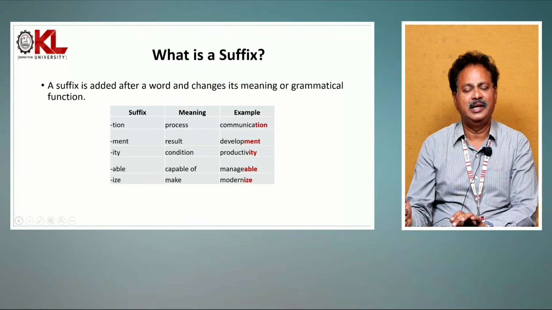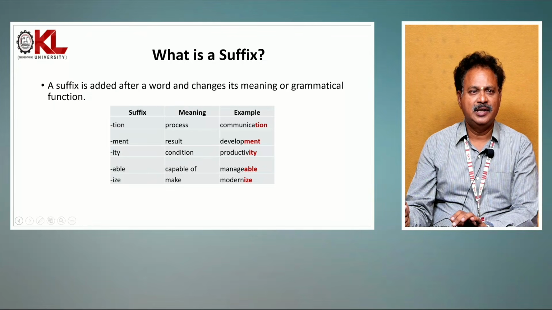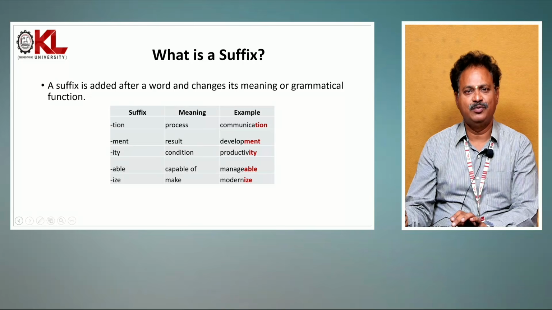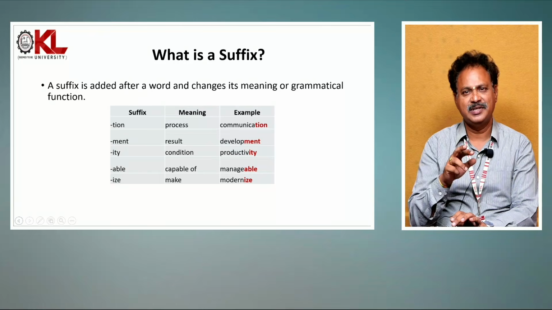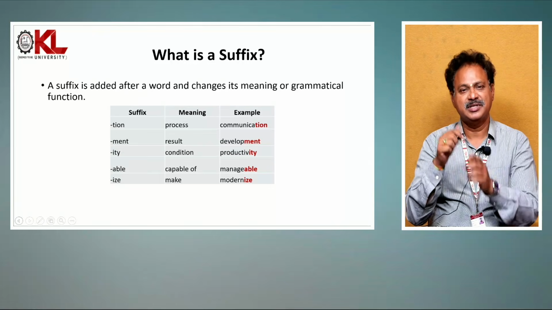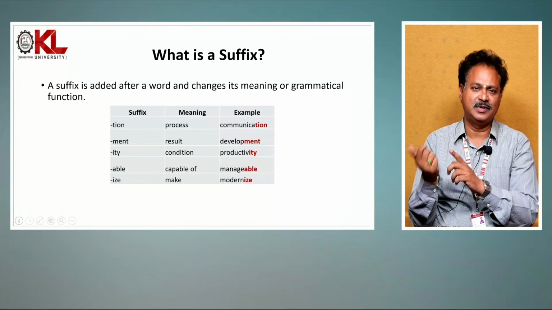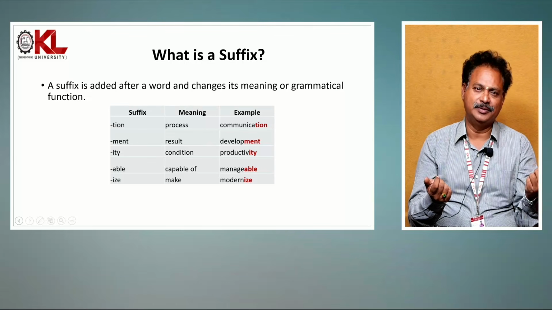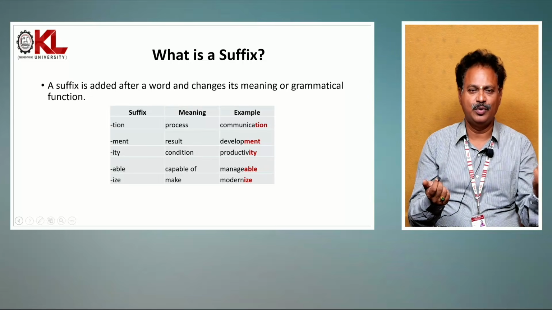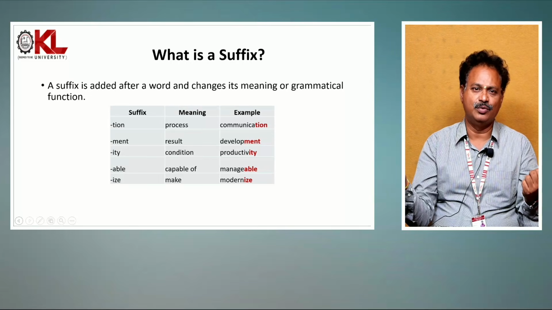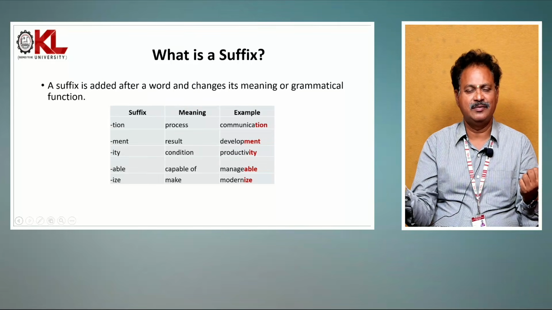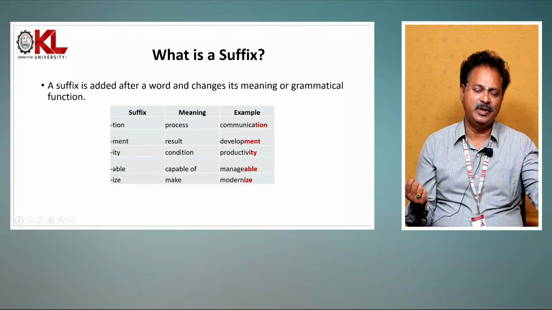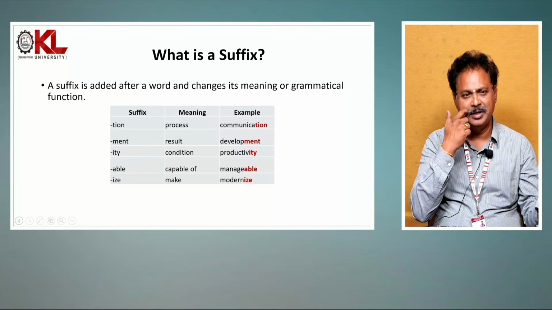Now let us see what is suffix. A suffix is added after a word and changes its meaning or grammatical function. So suffix means after, fixing something after the root word. Prefix is fixing something before the root word. One is to the left side of the root word, the other one is to the right side of the root word. When you add something to the right side of the root word, it is suffix, and when you add something to the left side of the root word, it is prefix.